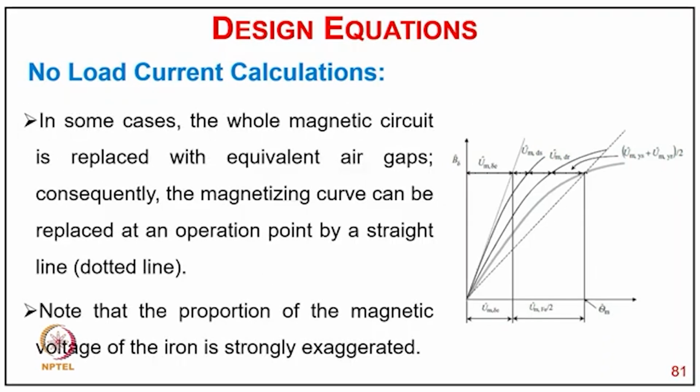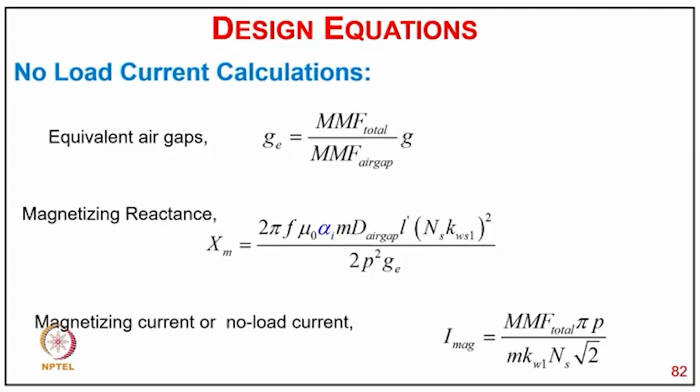Now coming to the no load current calculation, in some cases the whole magnetic circuit is replaced with an equivalent air gap. Consequently, the magnetizing curve can be replaced by a straight line, the dotted line. Note that the proportion of the magnetic voltage of the iron is strongly aggregated. So the equivalent air gap g equals MF total divided by MF of the air gap times g, and the magnetizing reactance is Xm equals 2 pi f mu 0 L D_airgap L dash, in brackets, Ns Kws squared by 2 p squared into g. The magnetizing current, or no load current, is I magnetizing equals MF total divided by pi p over m Kw1 N1 over root 2.